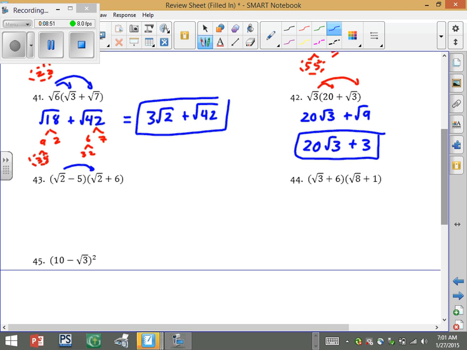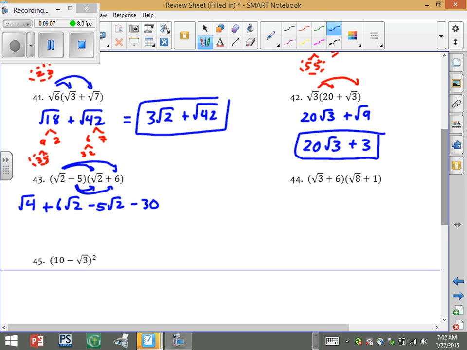So square root of 2, square root of 2, both are in jail. That turns into square root of 4. 2's in, 6 is out, so they cannot mingle. 5 is out, 2 is in. They don't mingle. But 5 and 6 are both out, so negative 5 times positive 6 is minus 30.